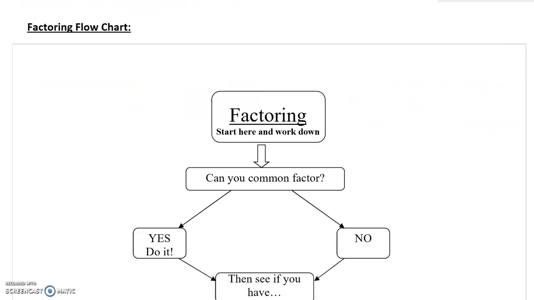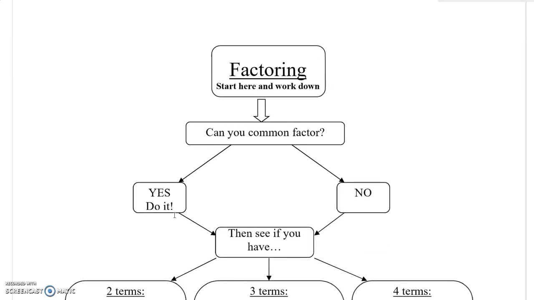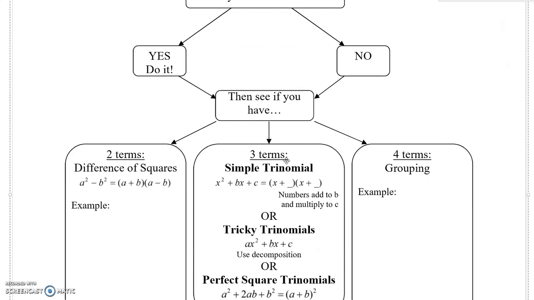Now I want to introduce you to a factoring flowchart, just so we can see a picture of how we can factor in the different ways. If we can common factor something, we are always going to do it, as we just saw in that third minds-on question. We were able to common factor the 2. Once we have common factored as much as we can, we're going to continue moving down the flowchart, and we're going to see if we have 2 terms, 3 terms, or 4 terms.